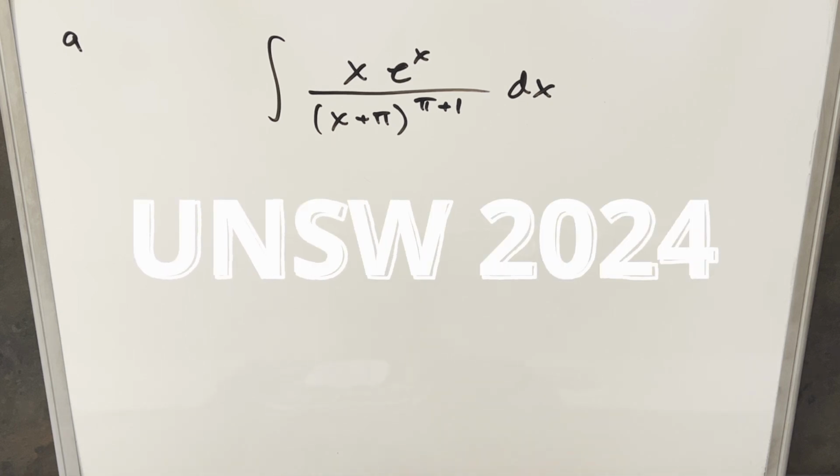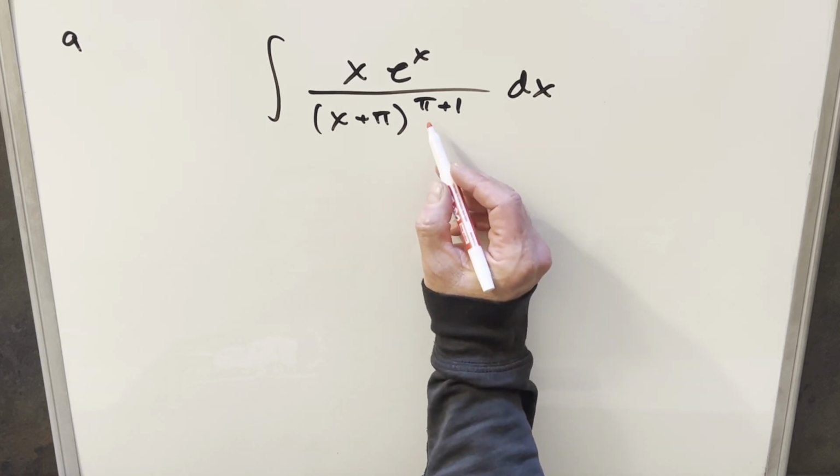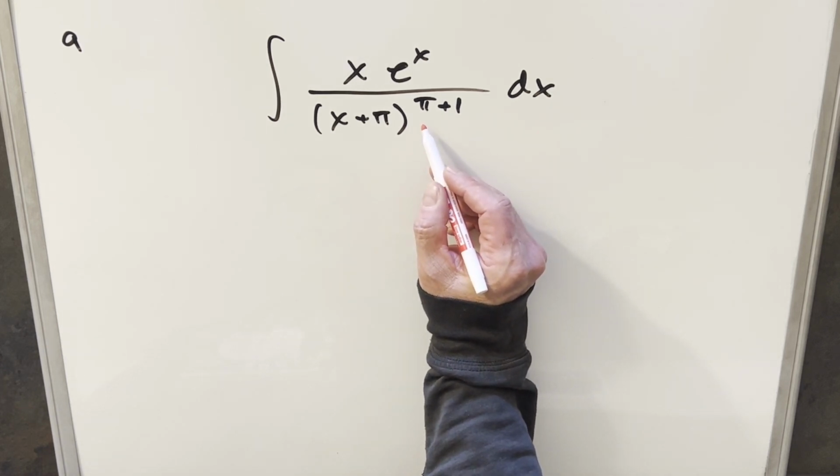Okay, we have here today an interesting integral from the UNSW Integration Bee 2024, problem 9. We have the integral of x e to the x over (x plus pi) to the pi plus 1 dx. I thought this was really interesting because it seems like it needs to be easy, just noticing there has to be some kind of trick here.